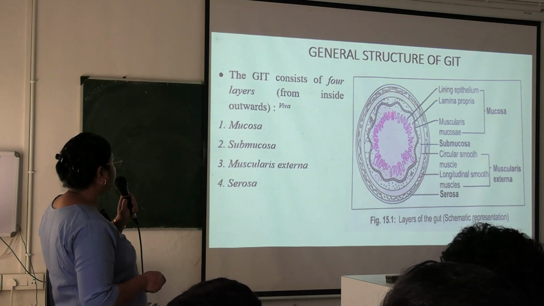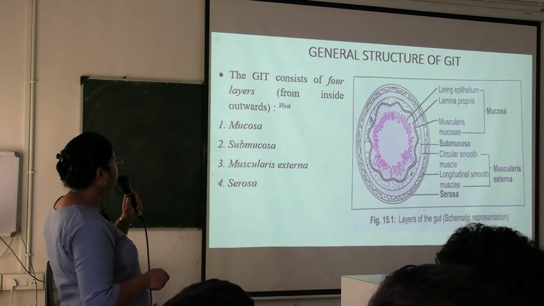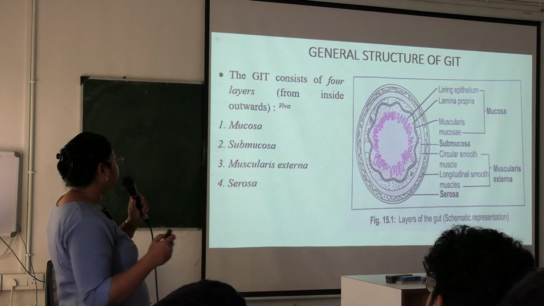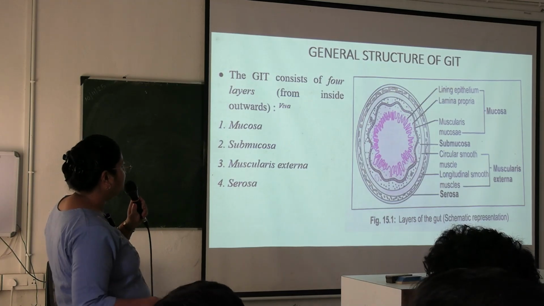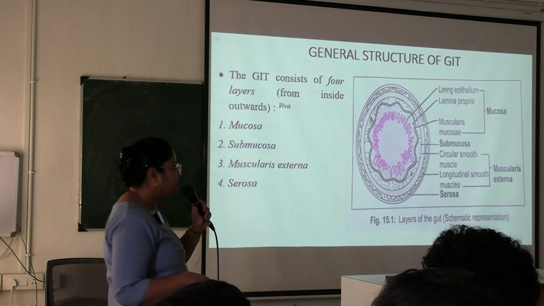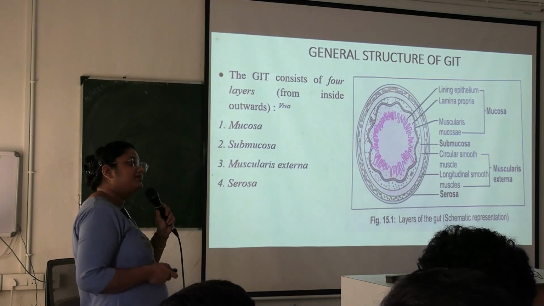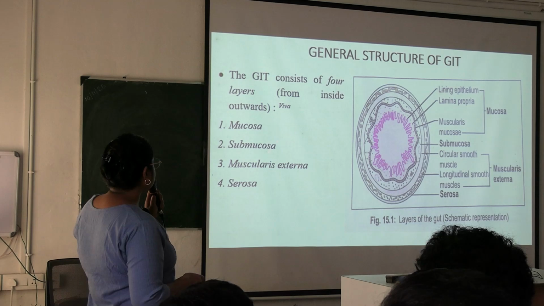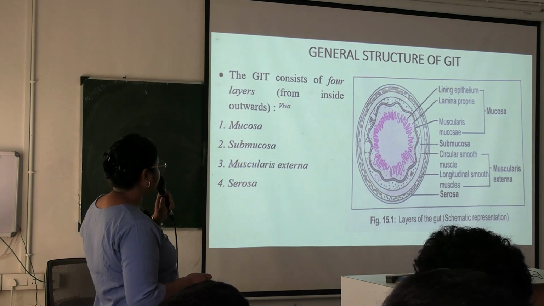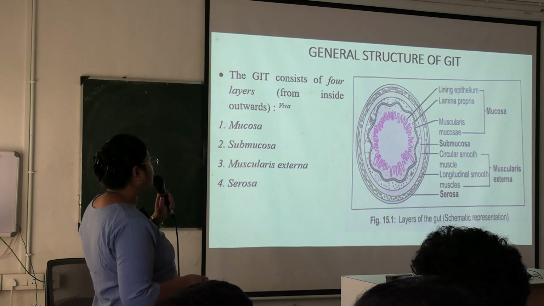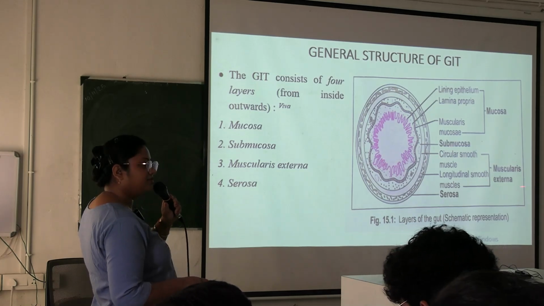Next is the submucosa. Beneath the muscularis mucosa is the submucosa. It is also a loose connective tissue layer. Some adipose tissue and sections of blood vessels you will also get in this layer, and sections of glands in some cases. Next is the muscularis externa. It consists of two layers, an inner circular layer and an outer longitudinal layer.